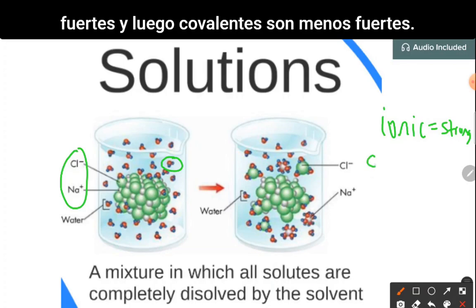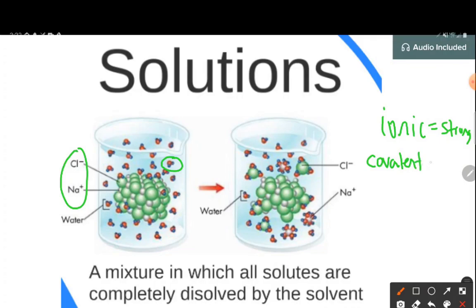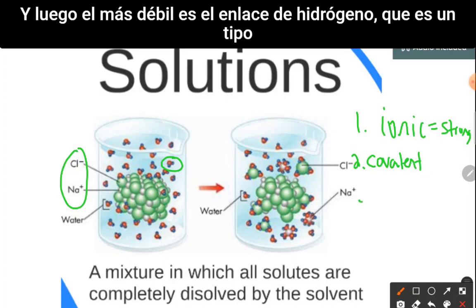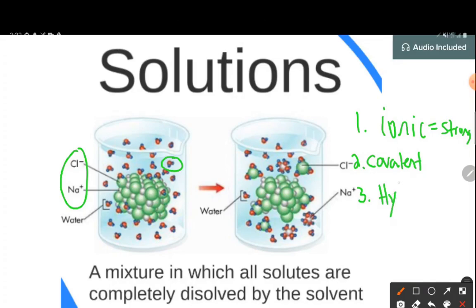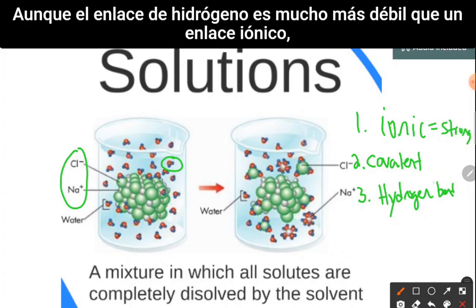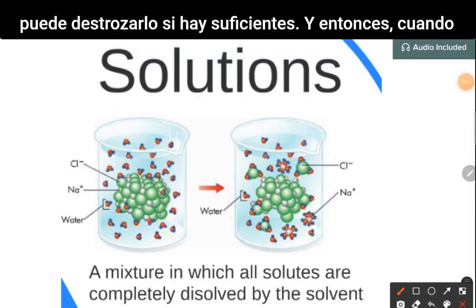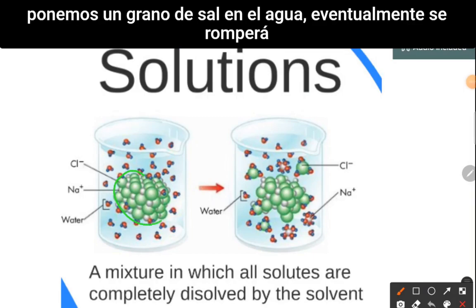And then covalent bonds are less strong. However, they're flexible. And then the weakest is hydrogen bonding, which is a type of covalent bond. Although hydrogen bonding is way weaker than an ionic bond, it can tear it apart if there's enough of them. And so when we put a grain of salt into water, it eventually will tear it apart.